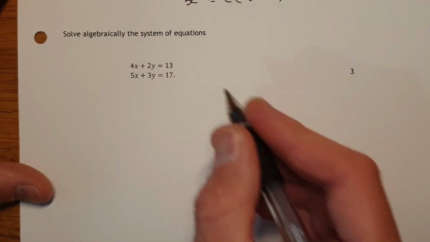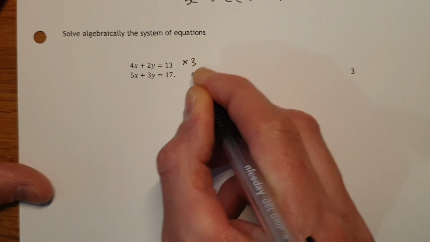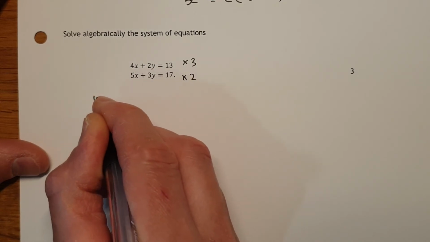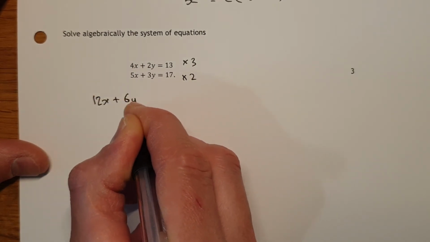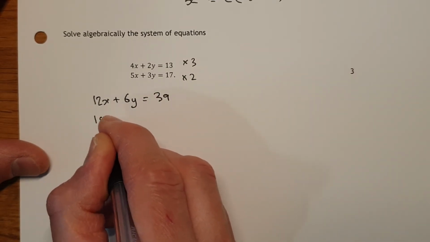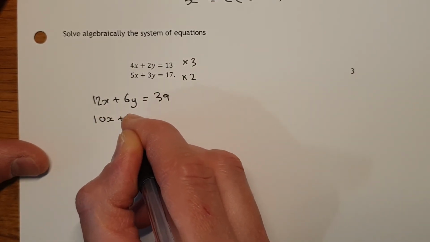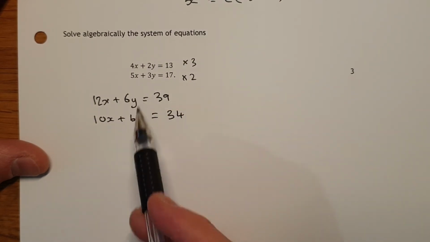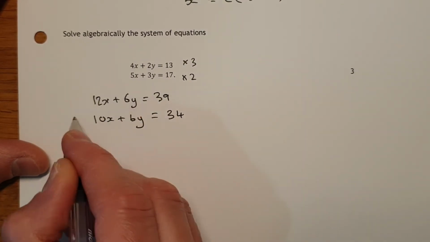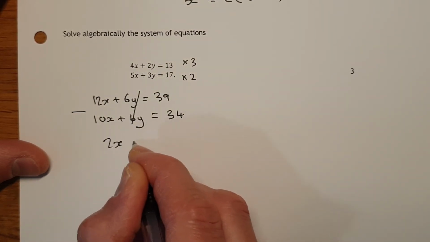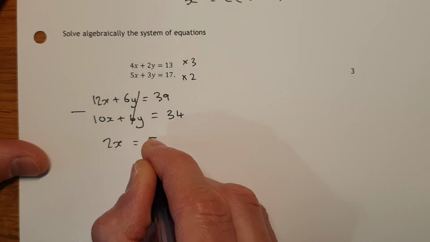So what I'm going to do is multiply the first equation by 3 and the second one by 2. So my new equation is going to be 12x plus 6y equals 39, and the other one is going to be 10x plus 6y equals 34. So we've got the same number of y's now. They're both positive, so I'm going to subtract to get rid of those. So 12x take away 10x is 2x equals 5.